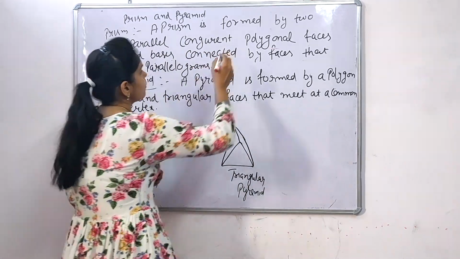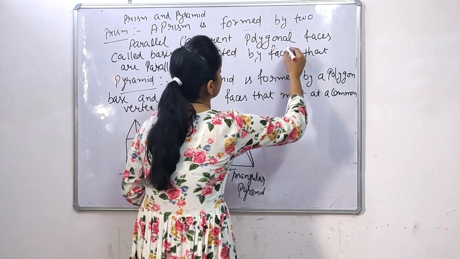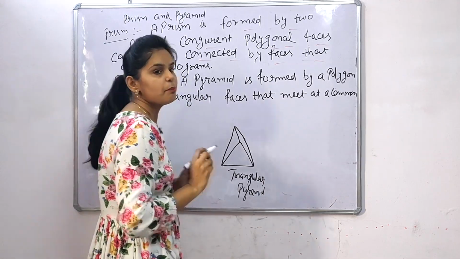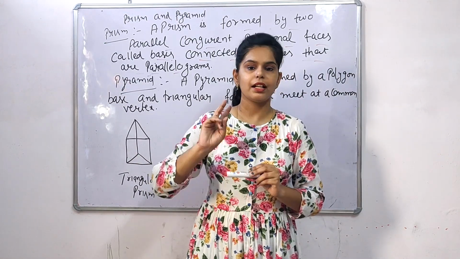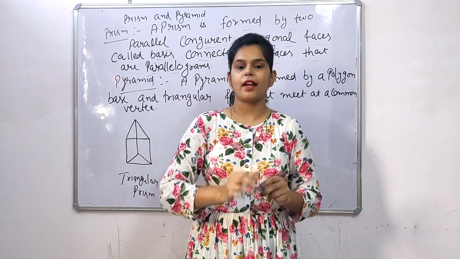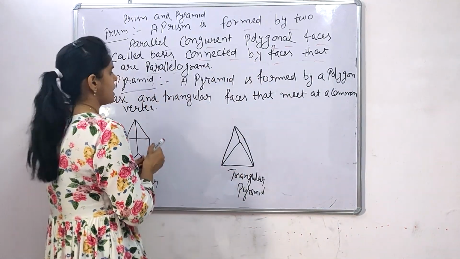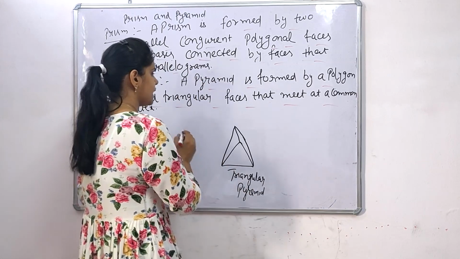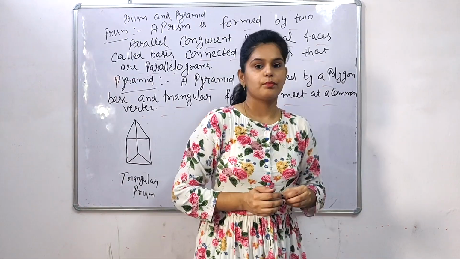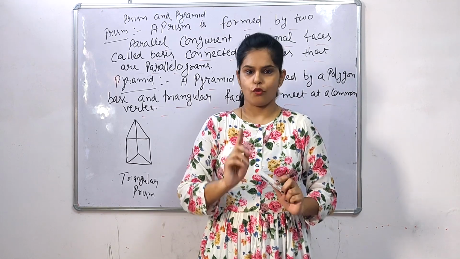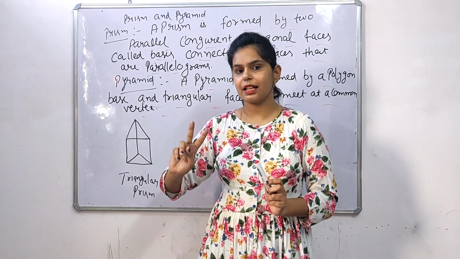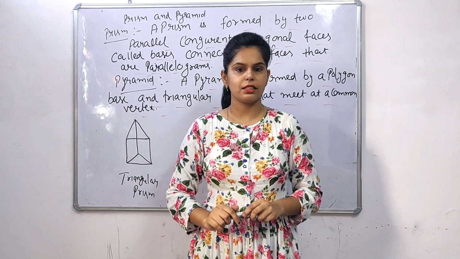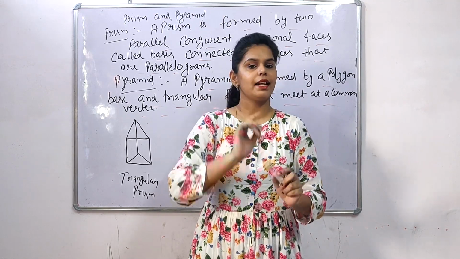Let's see. A prism is formed by two parallel congruent polygonal faces called bases connected by faces that are parallelograms. Means in prism there are two bases which are connected by parallelograms. And what is pyramid? A pyramid is formed by a polygonal base and triangular faces that meet at a corner, the vertex. In pyramid there is only one base, and all triangles meet at one vertex.